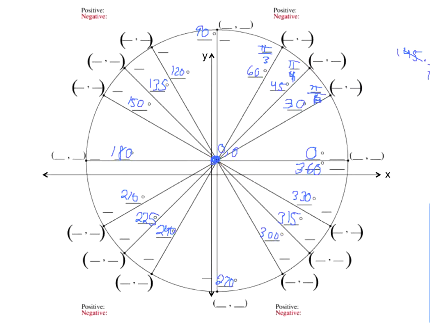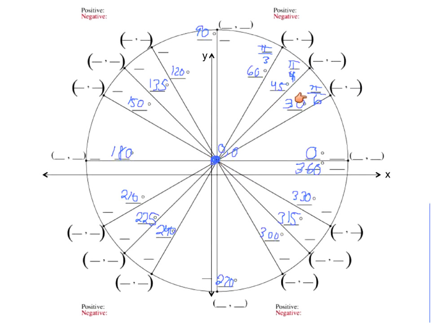So if you are wanting to create a unit circle, and you're wanting to create it fairly quickly, if we know that 30 degrees is pi over 6, I can actually fill in the rest of my circle from here. Let me show you how.